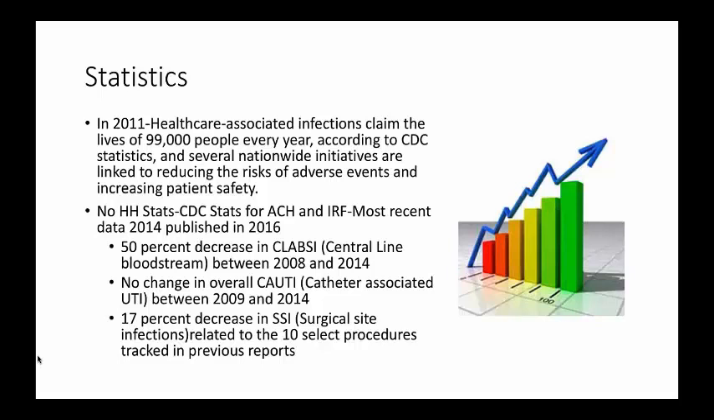The CDC stats for the acute care hospitalizations and IRFs, the most recent data was 2014 that was published in 2016. There was a 50% decrease in the central line and bloodstream infections between 2008 and 2014 because they put measures in place to reduce those infections. There had been no change in overall catheter-associated UTIs between 2009 and 2014, and there has been a 17% decrease in surgical site infections related to the 10 select procedures tracked in the previous reports.